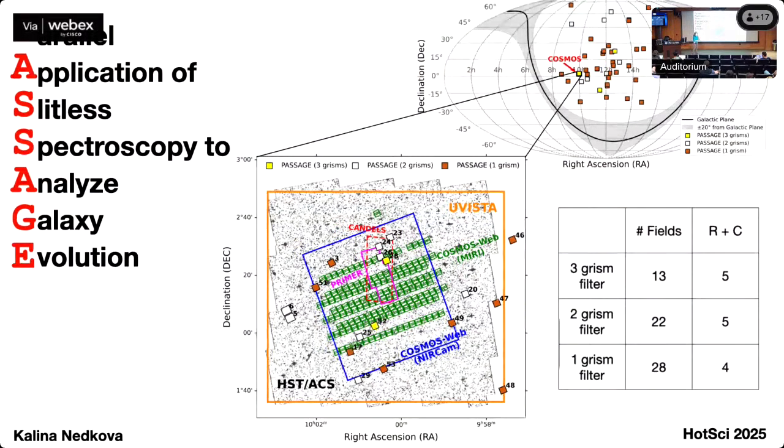One thing that's also really important is having multiple orientations. You can imagine if you have 2 objects that are side by side and you disperse the light in one direction, the spectra are going to be contaminated.